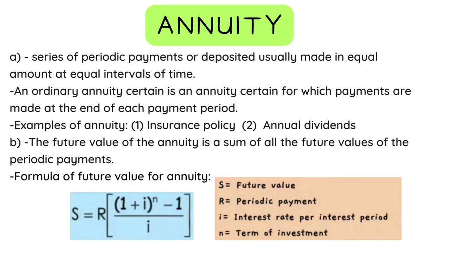Next is annuity. Annuity is a series of fixed payments or deposits usually made in equal amounts at equal intervals of time. An ordinary annuity certain is an annuity certain for which payments are made at the end of each payment period. Examples of annuity: insurance policy, annual dividends. The future value of the annuity is the sum of the future values of the fixed payments. Formula of future value for annuity.